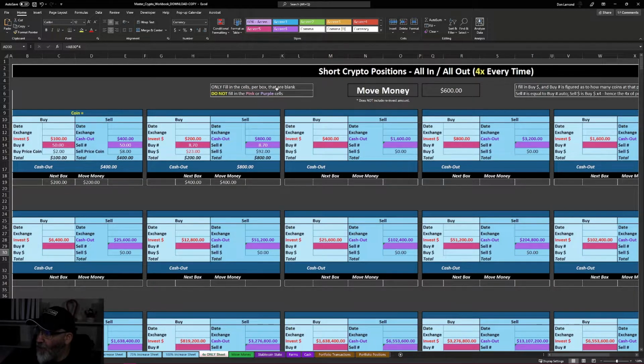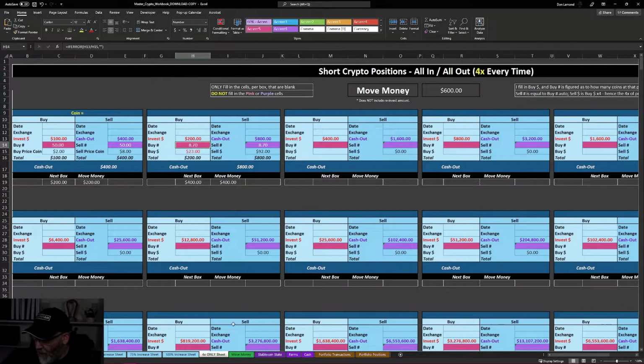Only fill in the cells per box that are blank, which would be this, this, this, and this, and of course this. If it's got a number in it or a color, you don't fill it out, and obviously you don't fill out the total. Do not fill in the pink or purple cells, which are these. They all, you just saw, auto-populate.